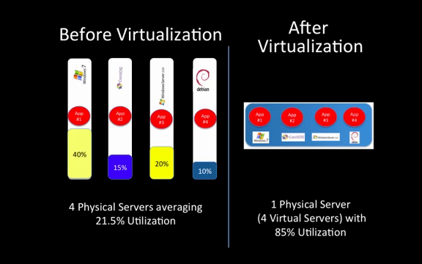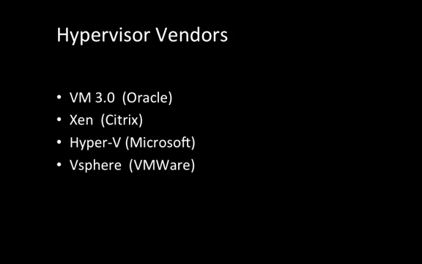This efficiency is enabled by something called a hypervisor, which partitions the server and keeps the applications and operating systems from stepping on each other's toes. Major hypervisor vendors include Oracle, Citrix, Microsoft, and VMware.